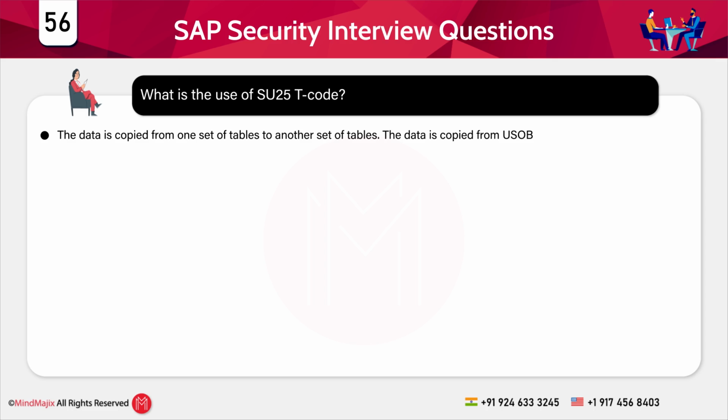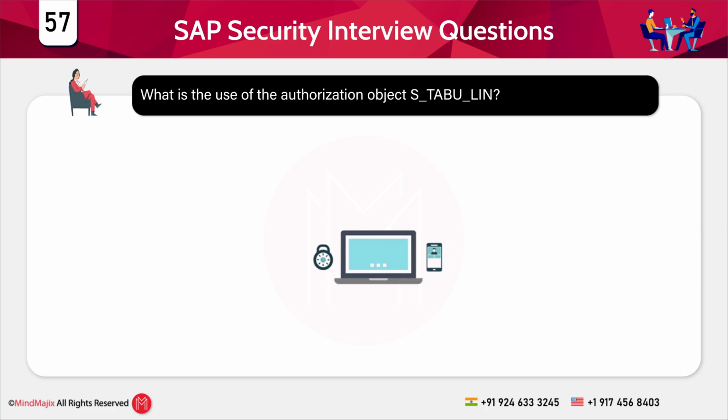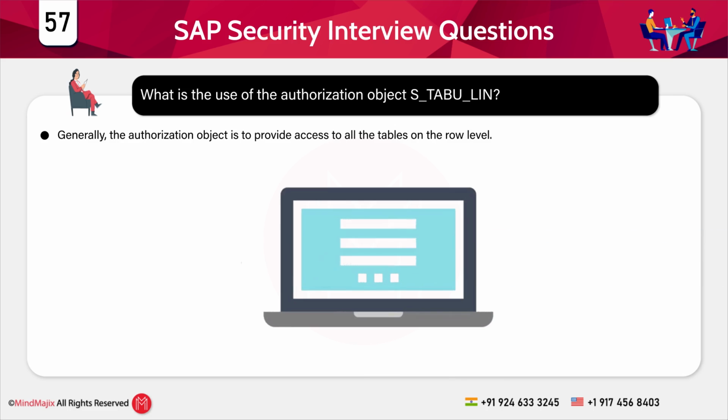The next question is, what is the use of SU25 T code? So the main use of SU25 T code is that the data is copied from one set of tables to another set of tables. The data is copied from USOBT and USOBX to USOBTC and USOBXC. The next question is, what is the use of authorization object S_TABU_LIN? Generally, this authorization object is to provide access to the tables on the row level.